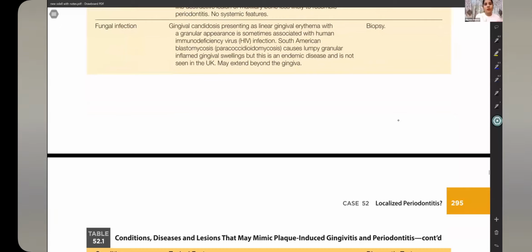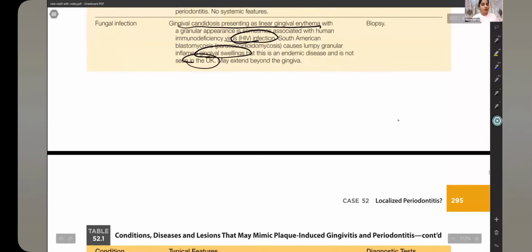Then a fungal infection like gingival candidosis can be seen, especially in patients who have HIV, and you can also have lumpy, granular, inflamed gingival swellings in such patients, but this is an endemic disease and would not be found in this particular group, so a biopsy would also confirm that.